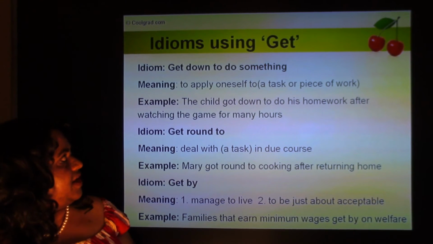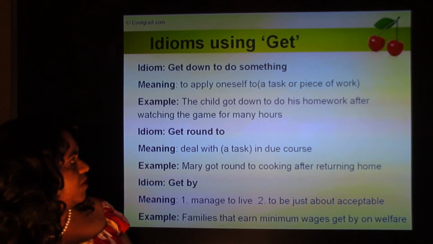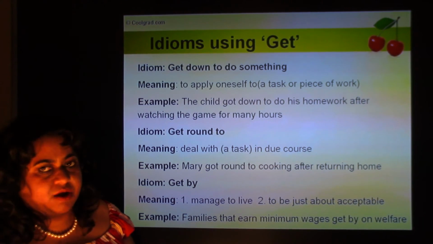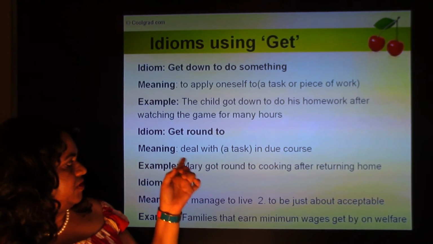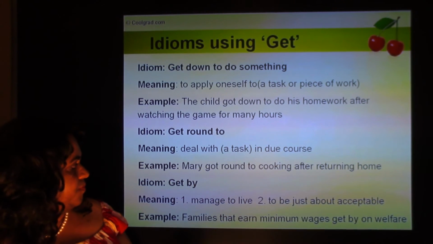Some more idioms using get. Get down to do something, to apply oneself to a task or piece of work. The child got down to do his homework after watching the game for many hours. Get round to, deal with, in due course. Mary got round to cooking after returning home.